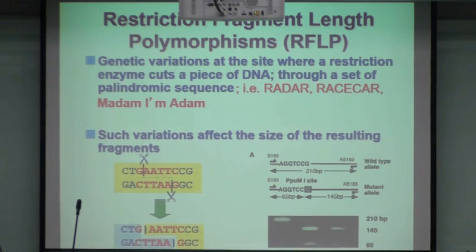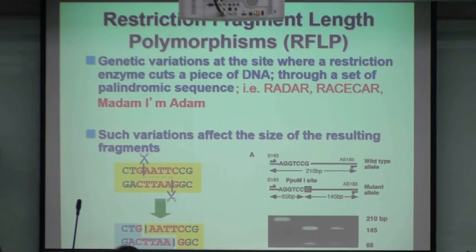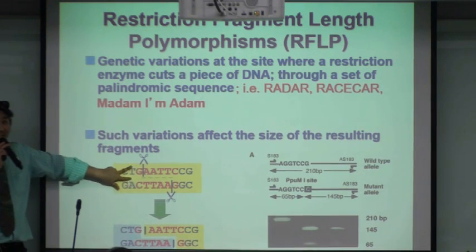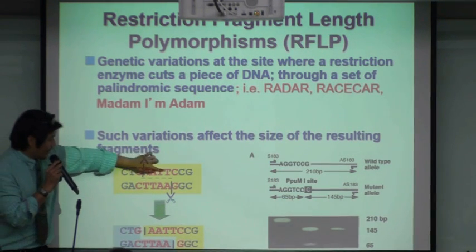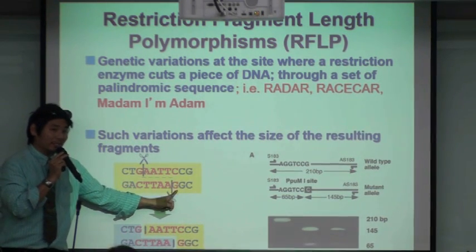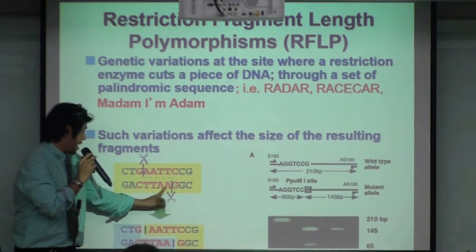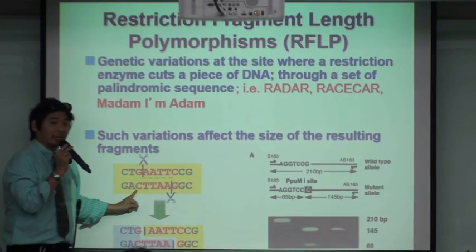So what is restriction enzyme? Restriction enzyme is the enzyme that will cut a piece of DNA at a set of specific sequence. It's called palindromic sequence. When you look at the palindromic sequence like this, when you read from one side to the other, and when you go on the other side as well, it will read the same. It's GAATTC and GAATTC. Okay?